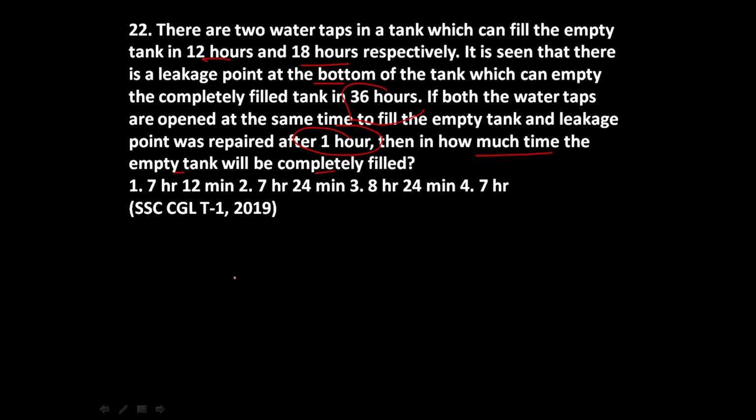So here we can see there are two pipes and one leakage, so there are actually three pipes, we can assume A, B and C. A fills in 12 hours, B in 18 hours, and C is emptying it in 36 hours. So what's the total capacity? 36. So the efficiency will be 3, 2 and 1, with the 1 being minus because it's emptying the tank. So what is the total efficiency? The total efficiency is 3 plus 2 minus 1, which is 4.